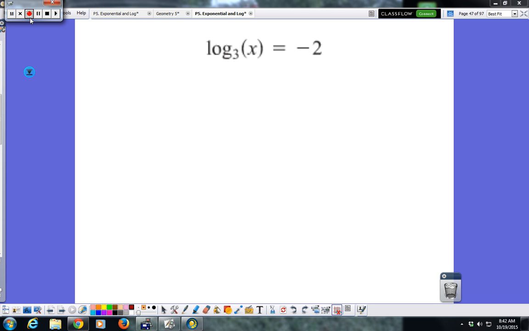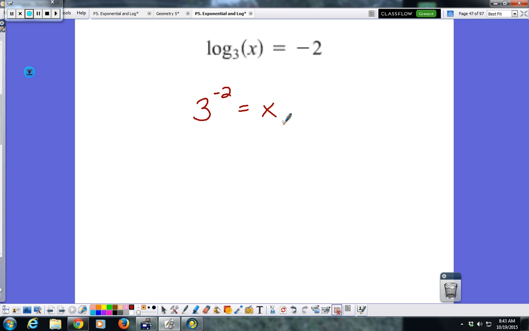Log base 3 of x equals negative 2. Jordan, help me change forms here. Base of the log is also going to be the base of the exponent. So 3 to what power? Careful. 3 to the negative 2 equals x. Oh, that helped. Right? That's very simple.